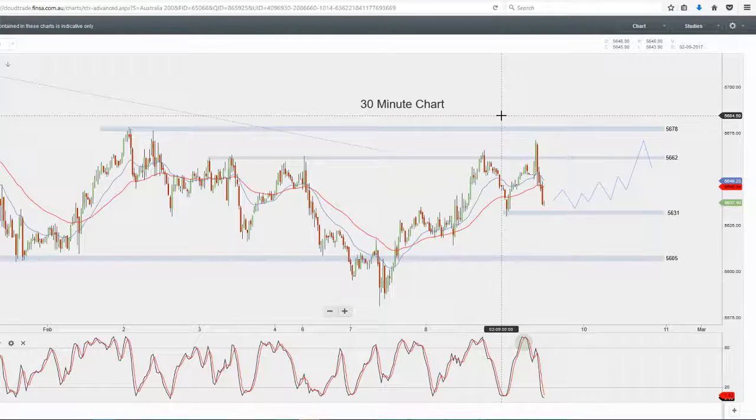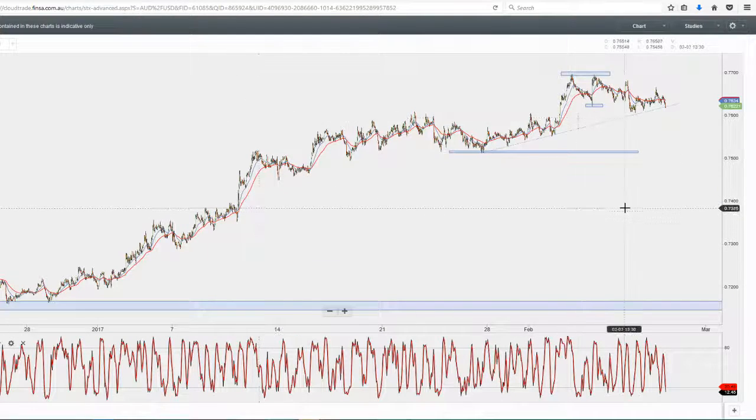So you just got to be wary. You pretty much trade what you see, and that's what I like to do anyway. Not preaching, I guess I am preaching a bit there, but it's something to keep an eye on. Let's just kick on to the Aussie there.